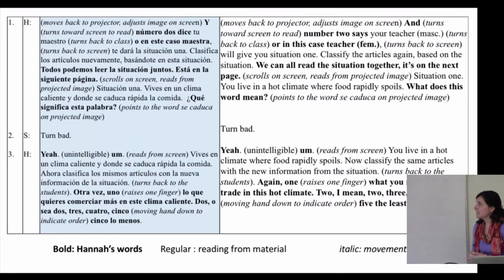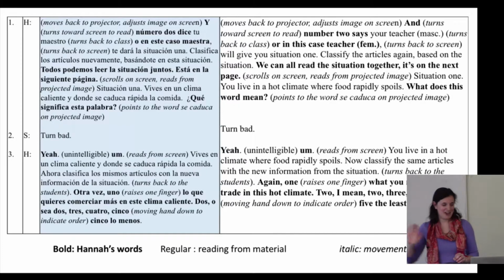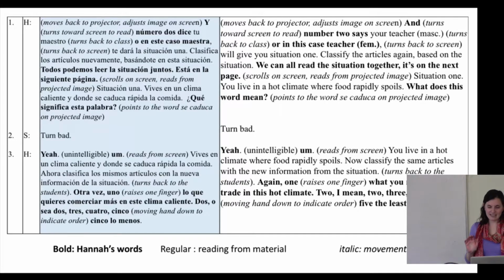And so we see this here on the next slide. I'm going to read the English just for the sake of the audience, but the Spanish is the original, right? And so in this case, Hannah's talking about the second item on the first page. And so she says, and turns back to the screen, "Number 2 says," so that gives the instructional authority to number 2 on the material, "your teacher," and she reads teacher wrong, or reads it as it is with the masculine, corrects herself, in this case "teacher will give you situation 1."